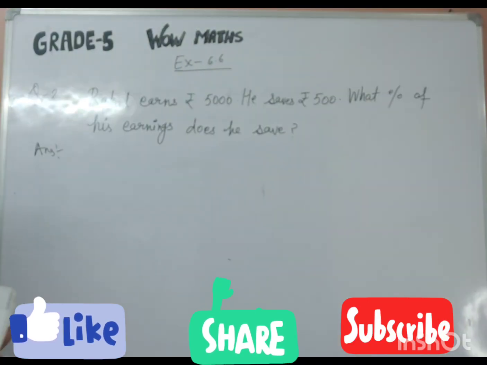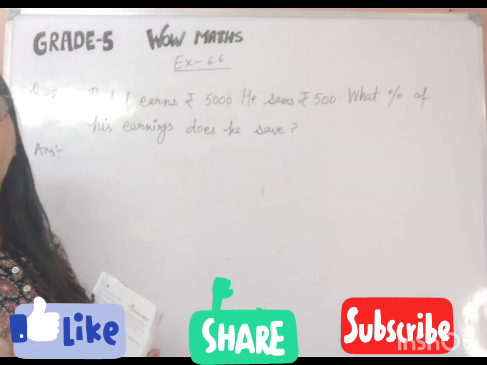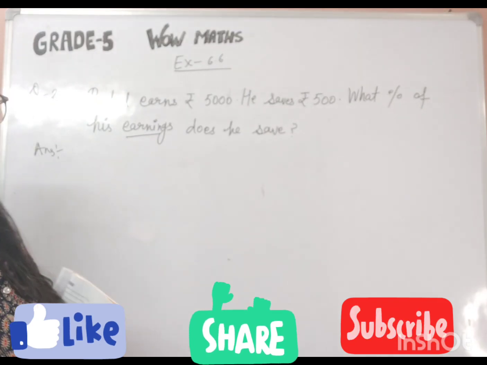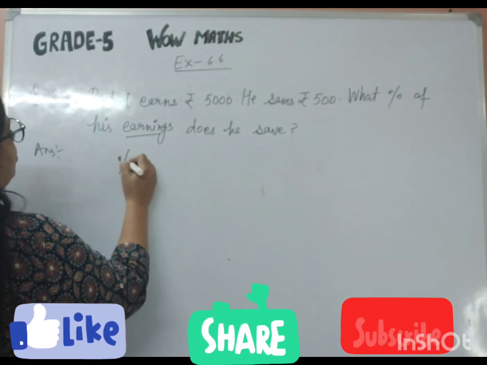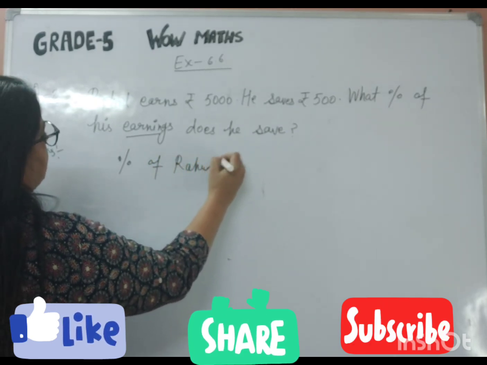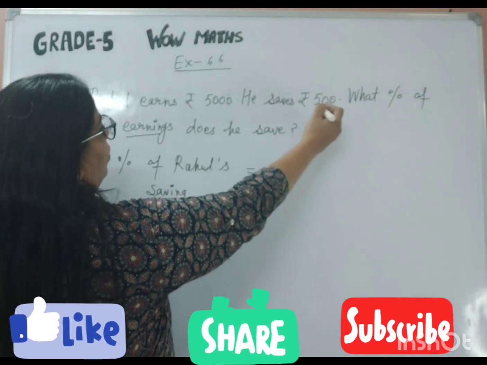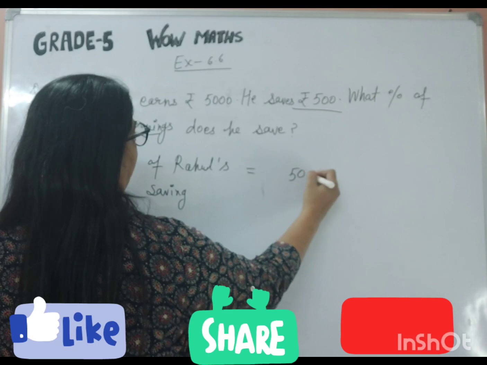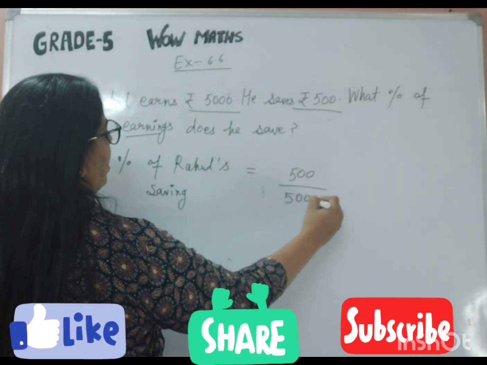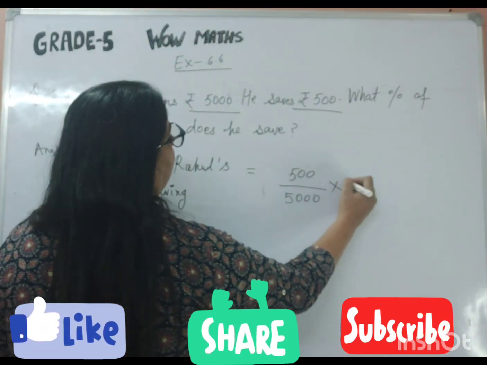Moving to question number 2, where Rahul earns rupees 5,000 and he saves rupees 500. You need to calculate what percentage of his earnings he saves. So let's do it. What is the amount Rahul is saving here? Rahul is saving rupees 500 out of 5,000 rupees. The total always comes in the denominator. As we are going to write the percentage, we will multiply with 100 here.